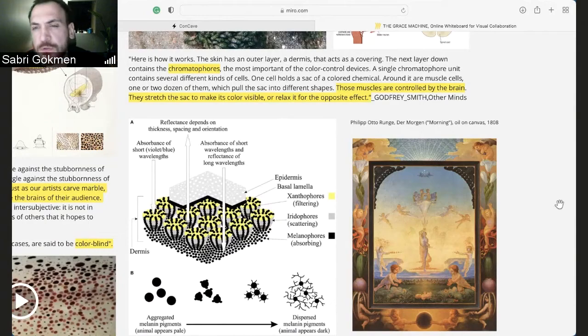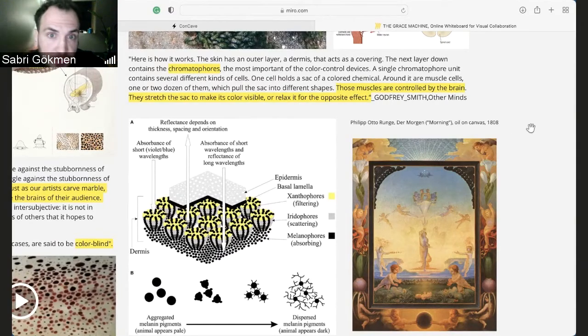I also included on the top the quote by Gottfried Smith: those muscles are controlled by the brain. They stretch the sac to make its color visible or relax it for the opposite effect. I'm not actually sure it's controlled by the brain or what he means by the brain. If we are thinking about its nervous system, there needs to be some short circuitry, because the whole animal is lacking bony structure, and probably the brain is more like a network of thousands of ganglions. So its consciousness is not just inside of its head. It's actually two thirds of it on its limbs.